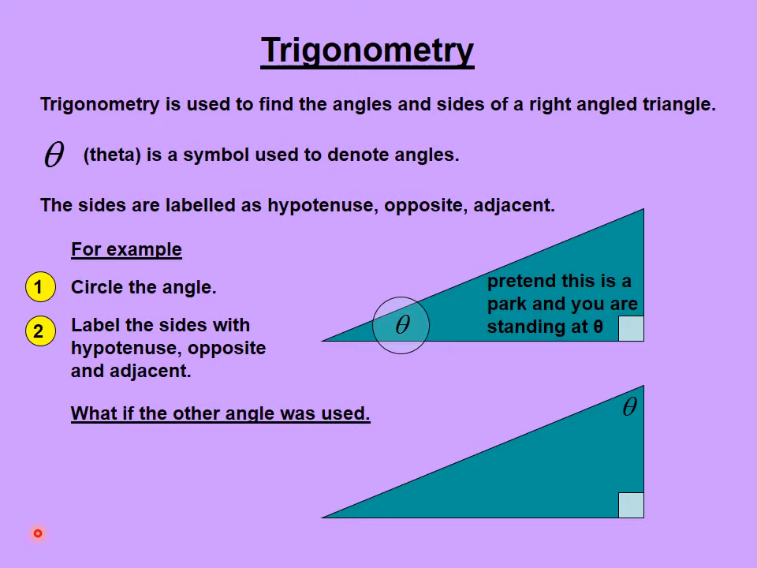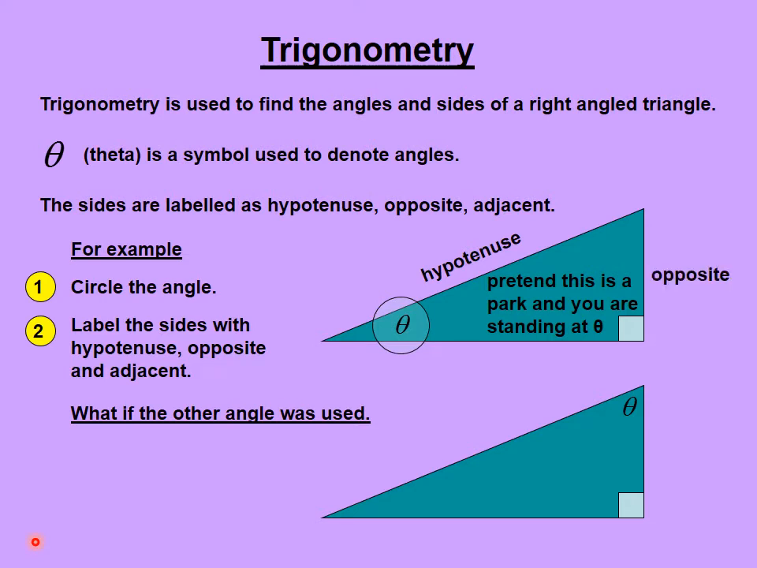And I want you to pretend that this is a park and that you're standing right here and you're looking into the park this way. So you're standing in this corner and you have your back to the corner and you're looking into the park. And that's how you're going to label. So I like to start with hypotenuse because that's always easy to label. It's the longest side and it's opposite of the square corner.